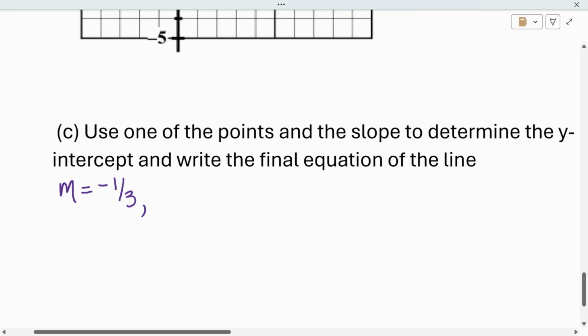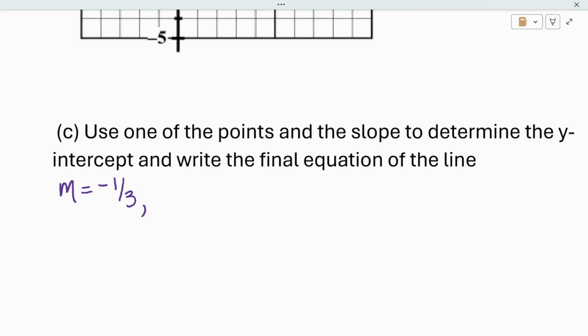Question C says use one of the ordered pairs and your slope to write an equation in slope-intercept form. So we're going to write an equation that looks like y equals mx plus b. So we have to use one of those ordered pairs that we just used to calculate slope. We're either going to use the ordered pair 5, 3 or 8, 2. Which one do you want to use? It doesn't make any difference.